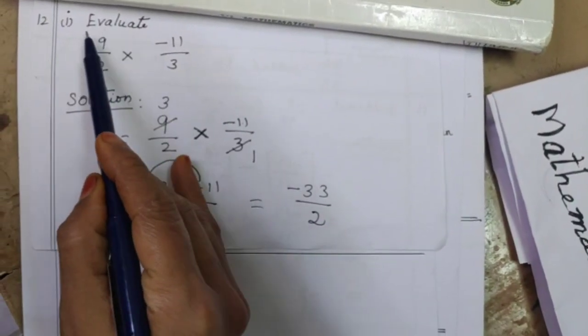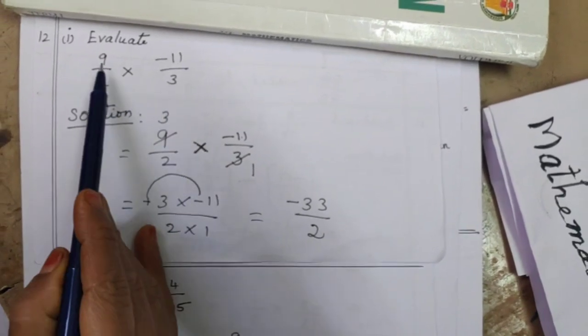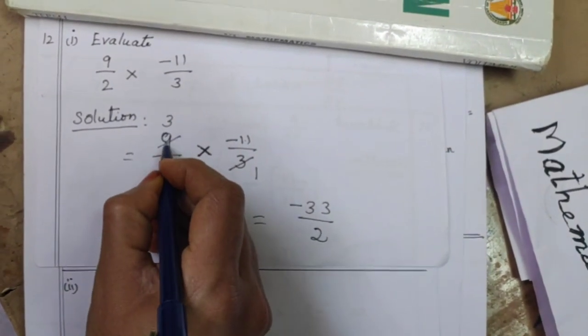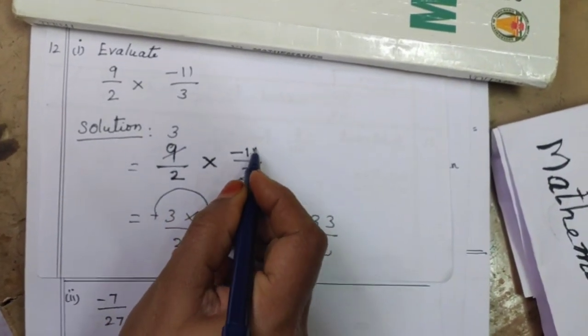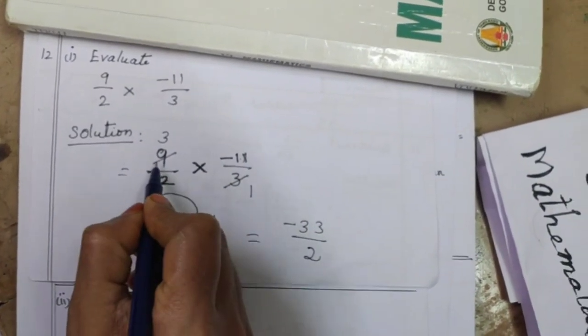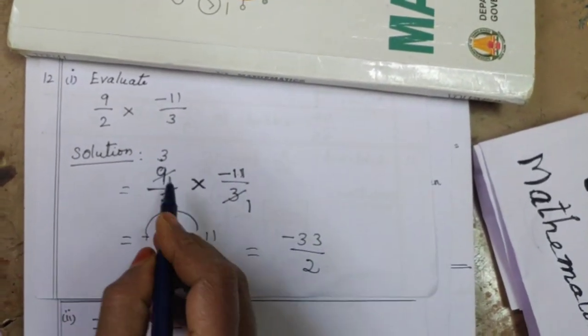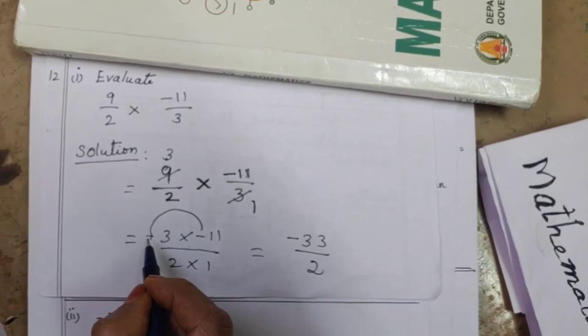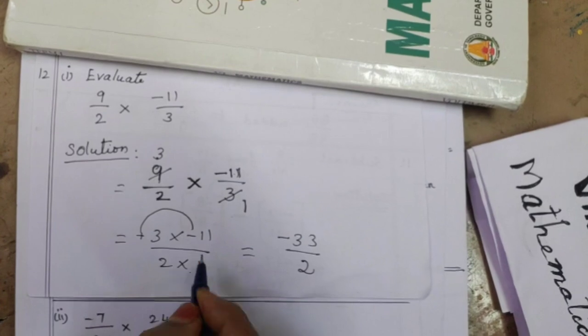12th sum. First sum, evaluate 9 by 2 into minus 11 by 3. Write the question: 9 by 2 into minus 11 by 3. 3 and 9 are possible in the third table. 1 3 is 3, 3 3s are 9. So minus 3 into minus 11 divided by 2 into 1.